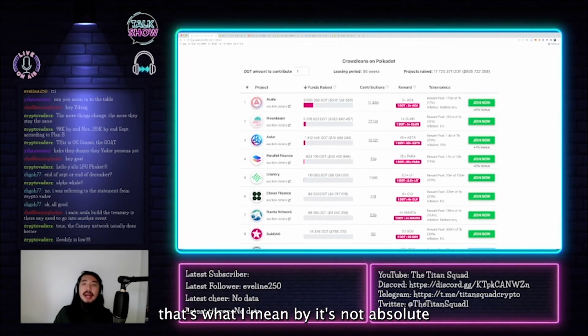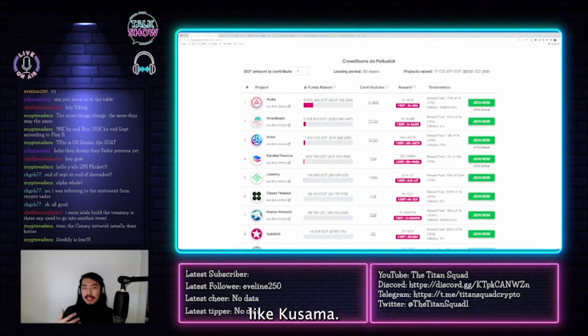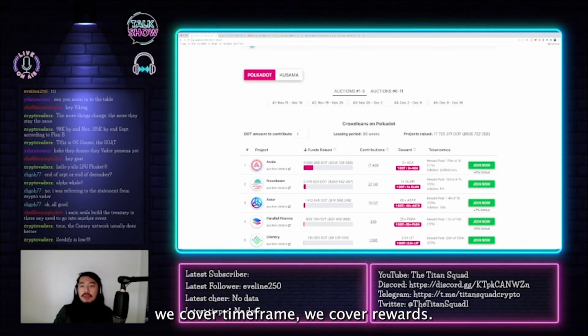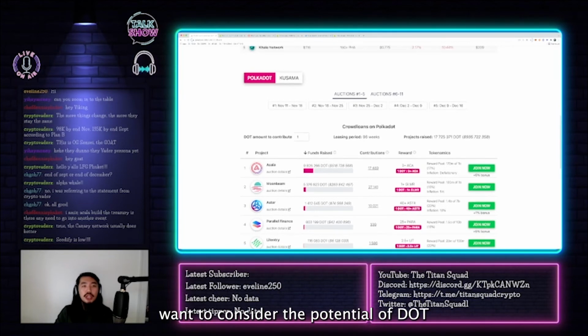So that's what I mean by it's not absolute like Kusama, it's relative here, and we really need to think hard about that. So I'm just going to move on to the last thing I wanted to discuss today, which is we covered time frame, we covered rewards, but of course we also want to consider the potential of DOT in this run, versus the crowdloan. There are only two options when we're at this crossroad. Either you get into the crowdloans, or you don't invest so much into the crowdloans, or you don't at all and you sell off your DOT, right? And we want to discuss that.